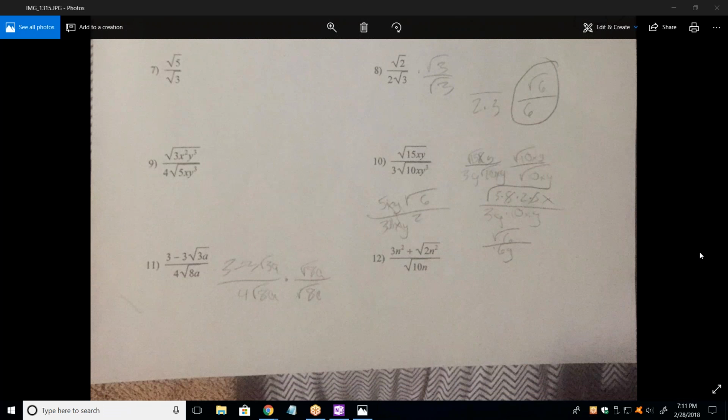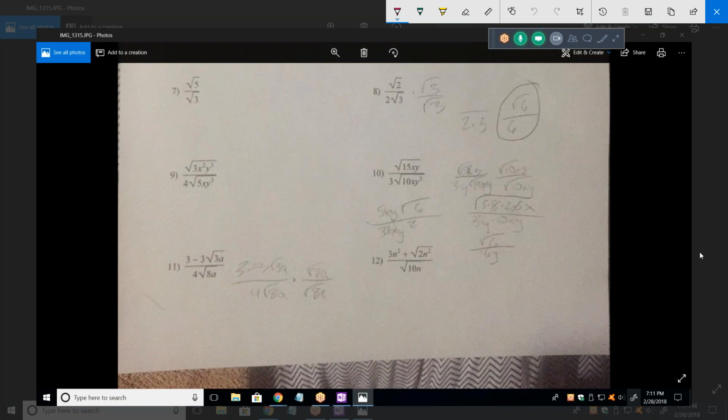About number 7. Number 7, multiply by square root of 3 on both numerator and denominator. So that's square root of 15 over 3. And that's simplified. Does square root of 15 simplify? No, it really doesn't.